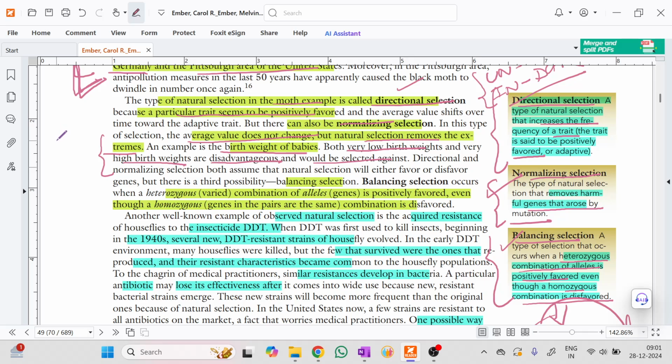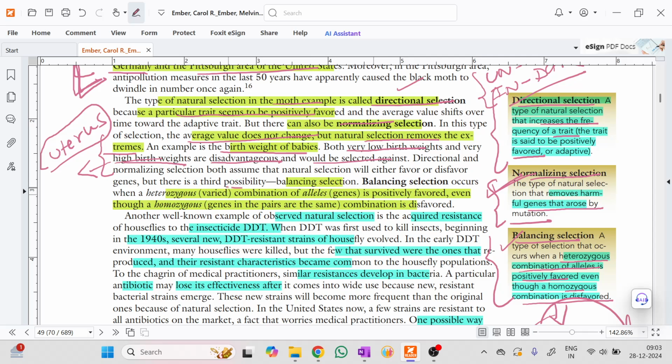Very low birth weight is going to produce children who are malnourished, and such individuals are not likely to survive. And if birth weight is very high, it is also very difficult to be carried in the uterus for long, and it will also be difficult on many counts such as nutrition. Then it will also be difficult while giving birth. So the extremes are removed in normalizing selection.